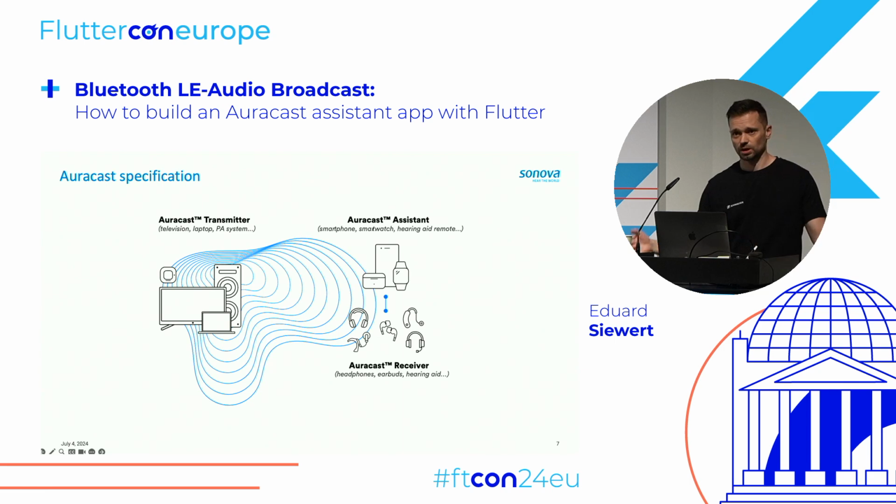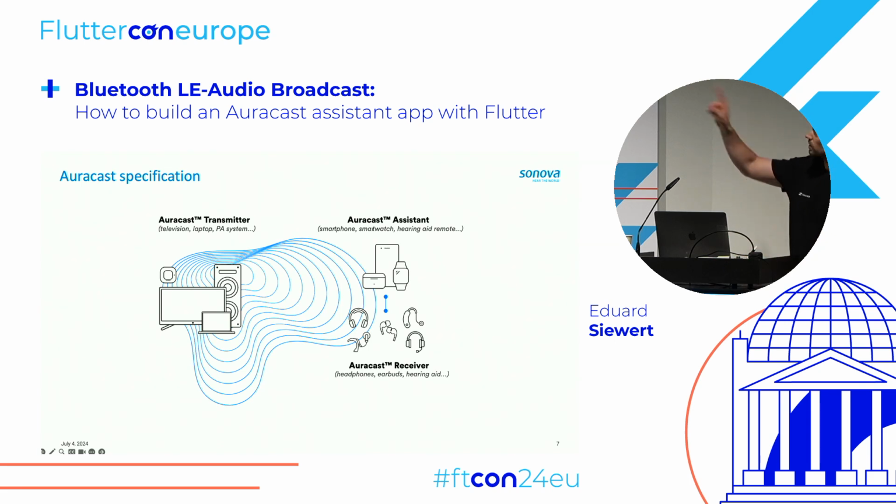And now our task here is to get the information about the available sources, display them to the user, connect to our receiver, and tell the receiver which broadcast it should synchronize to. So how do we do this?